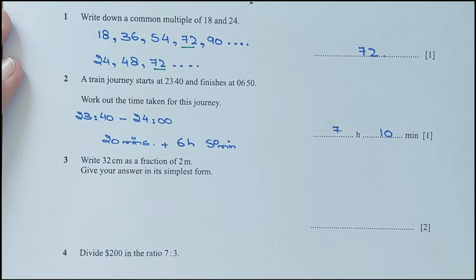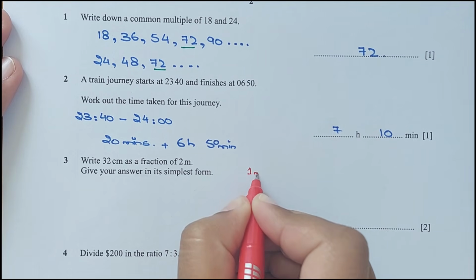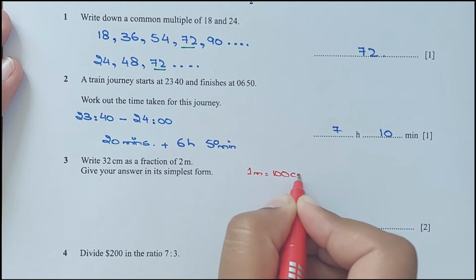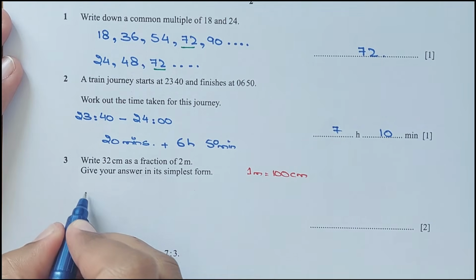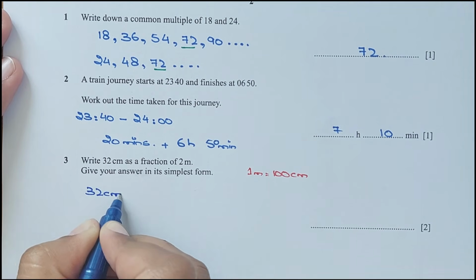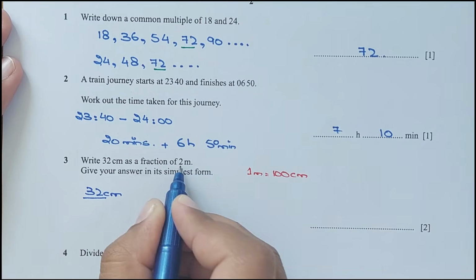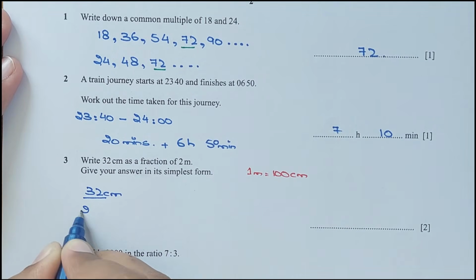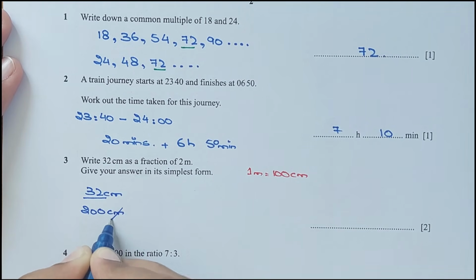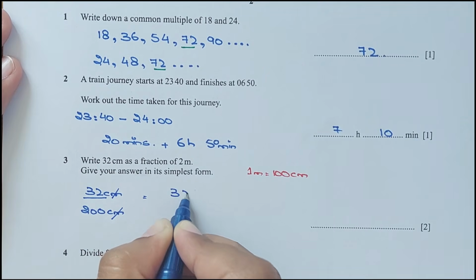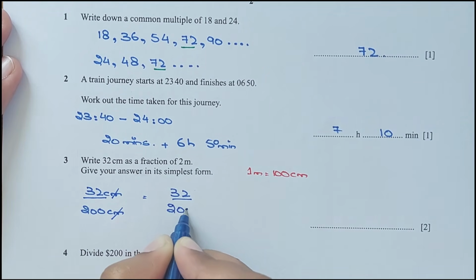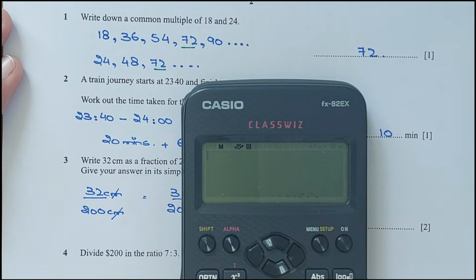All right. Question number 3, write 32 centimeters as a fraction of 2 meters. Give your answer in its simplest form. We know that 1 meter has 100 centimeters. So we can write 32 centimeters as a fraction of 2 meters. Converting meters into centimeters, 2 meters has 200 centimeters. Centimeter cancels with centimeter. 32 over 200 in simplest form: dividing by 8 gives 4 over 25.